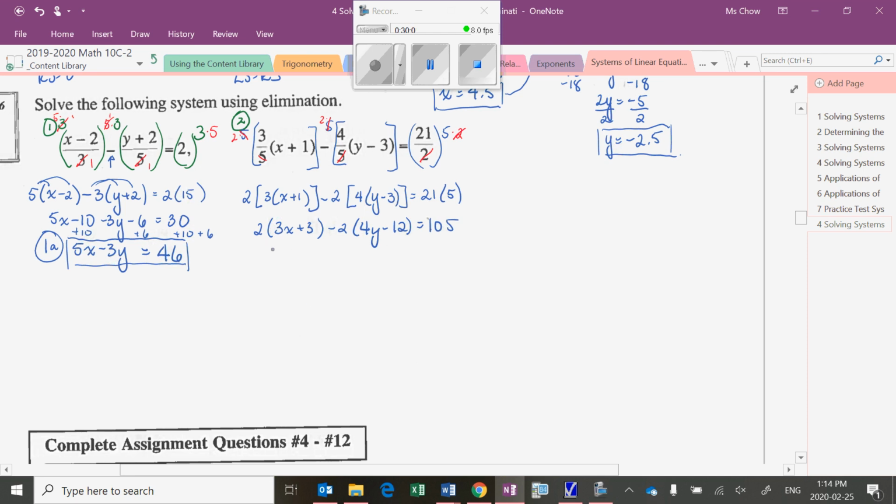Now we'll distribute the 2 in, so 6x plus 6. Distribute the -2 in, so -8y plus 24 is equal to 105. So we now have 6x minus 8y, and this is plus 6 plus 24, which is plus 30. So if I subtract 30 from both sides, then I have 6x minus 8y is equal to 75. And so this is my new and improved equation 2 that I will call 2a.